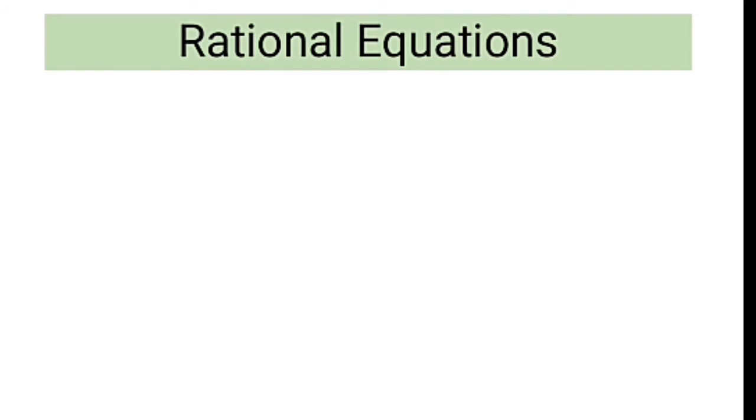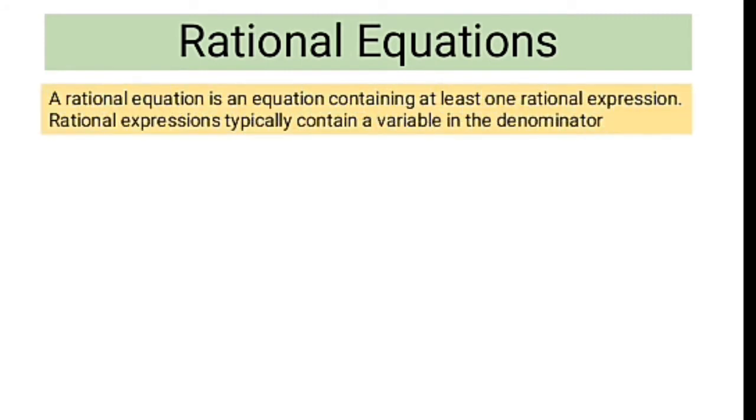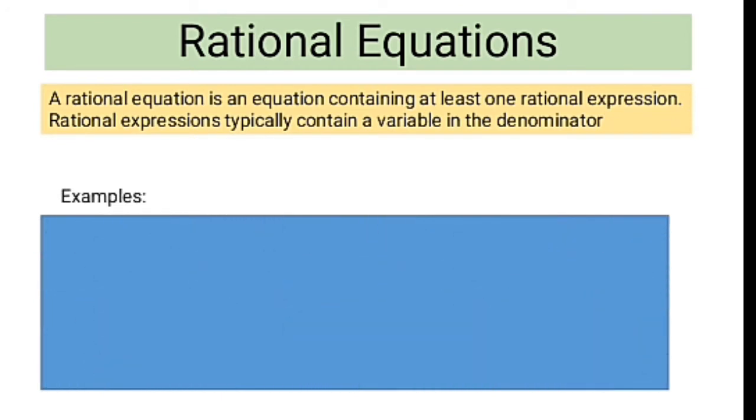So let's proceed to rational equations. A rational equation is an equation containing at least one rational expression. Rational expressions typically contain a variable in the denominator. For example, we have these examples. 5 over x minus 1/3 equals 1 over x. There is a variable in the denominator of our rational expressions.